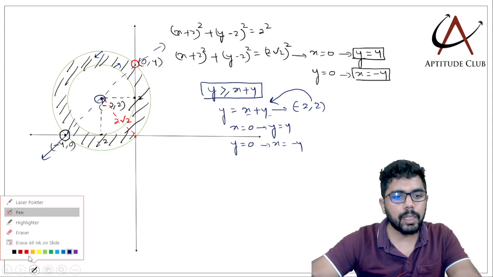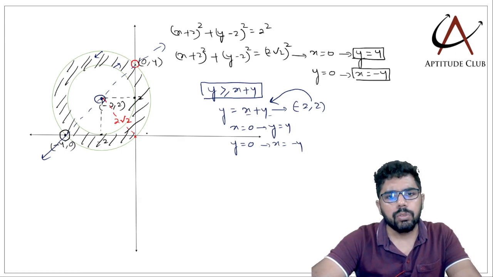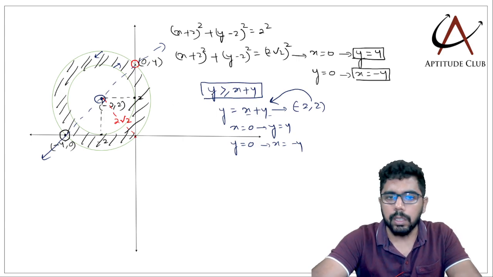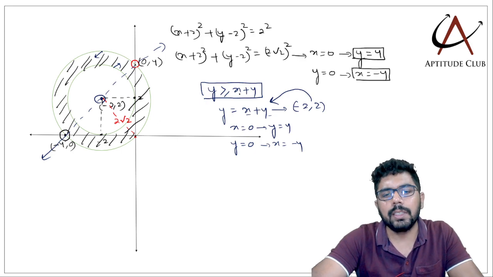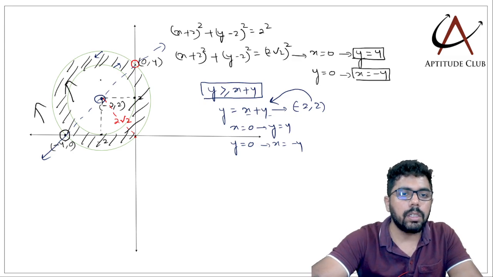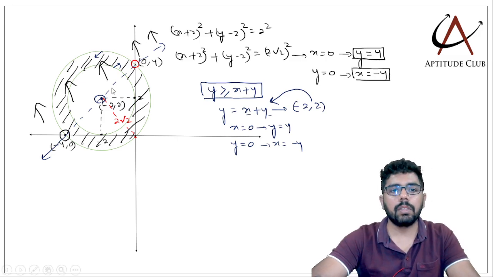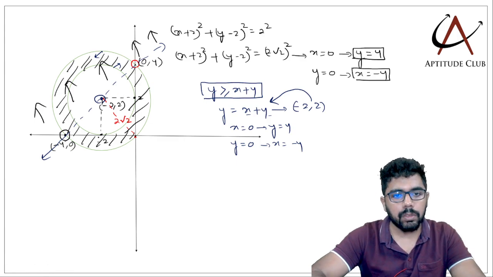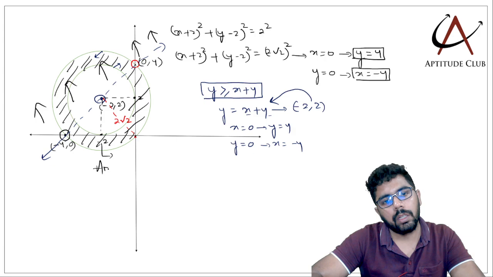So which line should I take? Y greater than x plus 4. If I put the origin, should origin be part of my area? How to check 0, 0? Is 0 greater than 0 plus 4? No. I'll have to go for this area, the area above the line. Y greater than x. But either way, it is half of the ring.